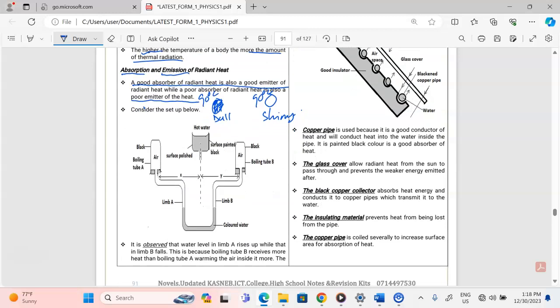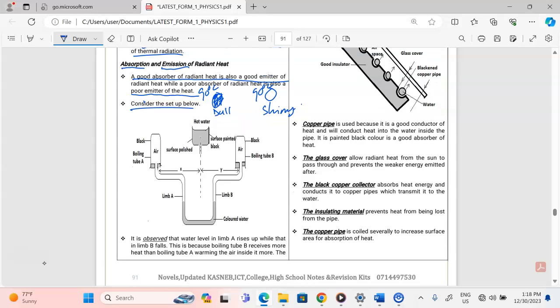Let's consider a setup as shown here. We've been told that there is some hot water here. If this is hot water, then it means emission of radiant heat is going to take place. On this side, the surface is polished, while on the other surface, we have a painting of the surface being black.